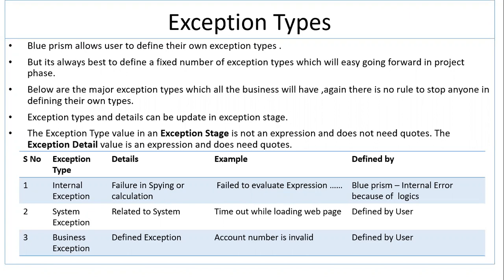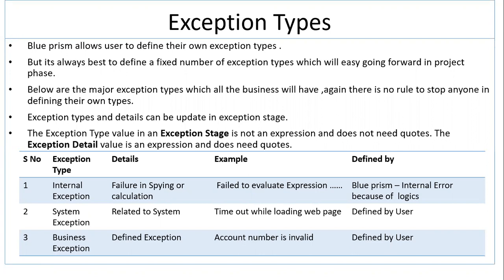Exception type and detail can be updated in the exception stage. The exception type value in the exception stage is not an expression. It does not require any code, but the exception detail value is an expression and does need code. You might have noticed this in the previous session. So there are three basic exception types. I have mentioned them here, and defined by whom these exceptions are.